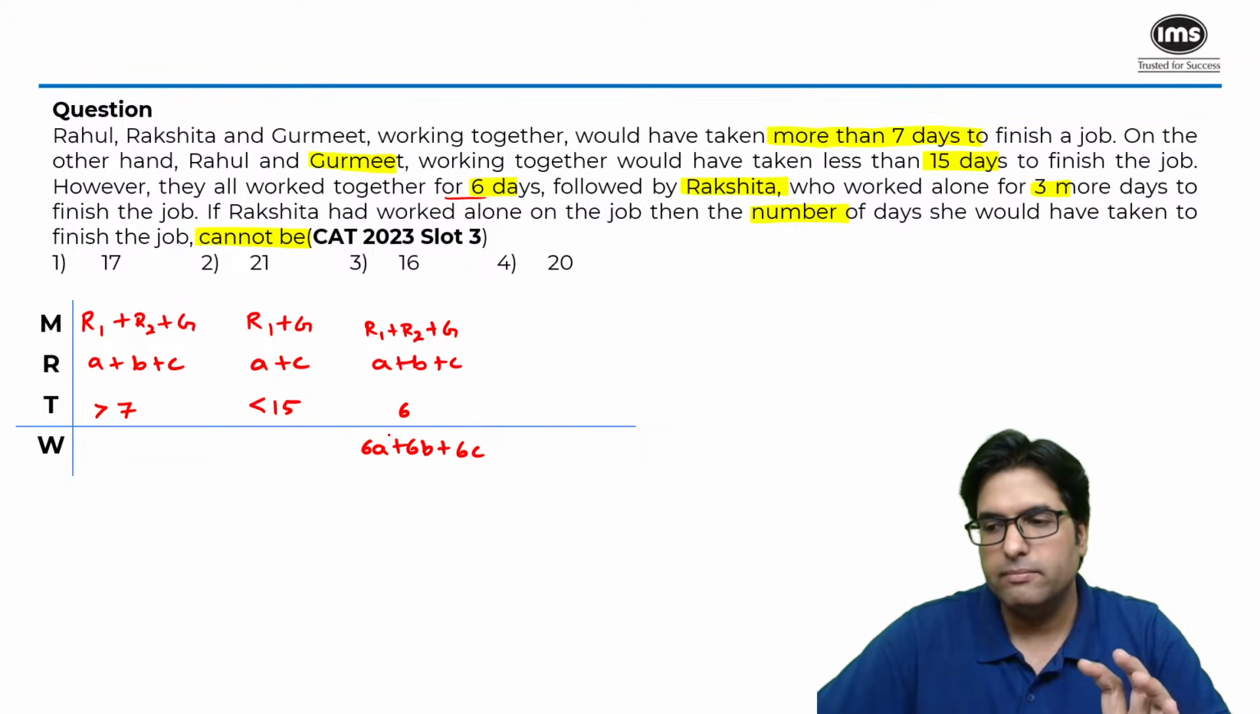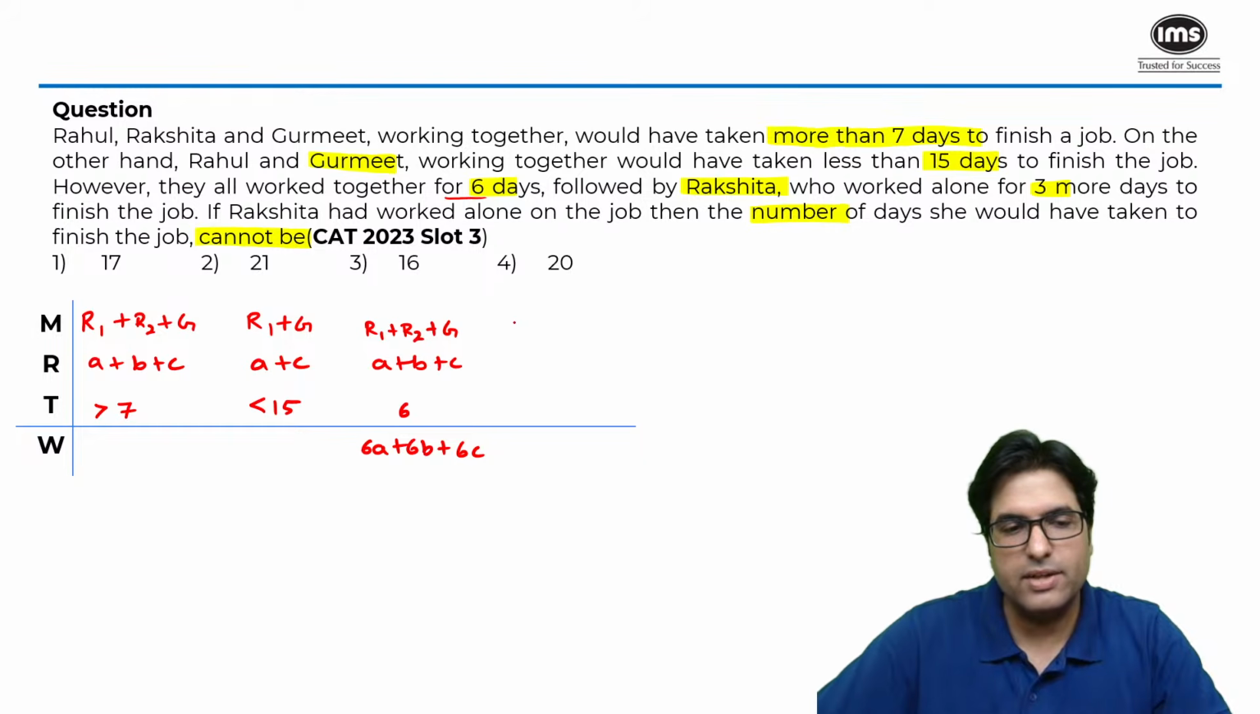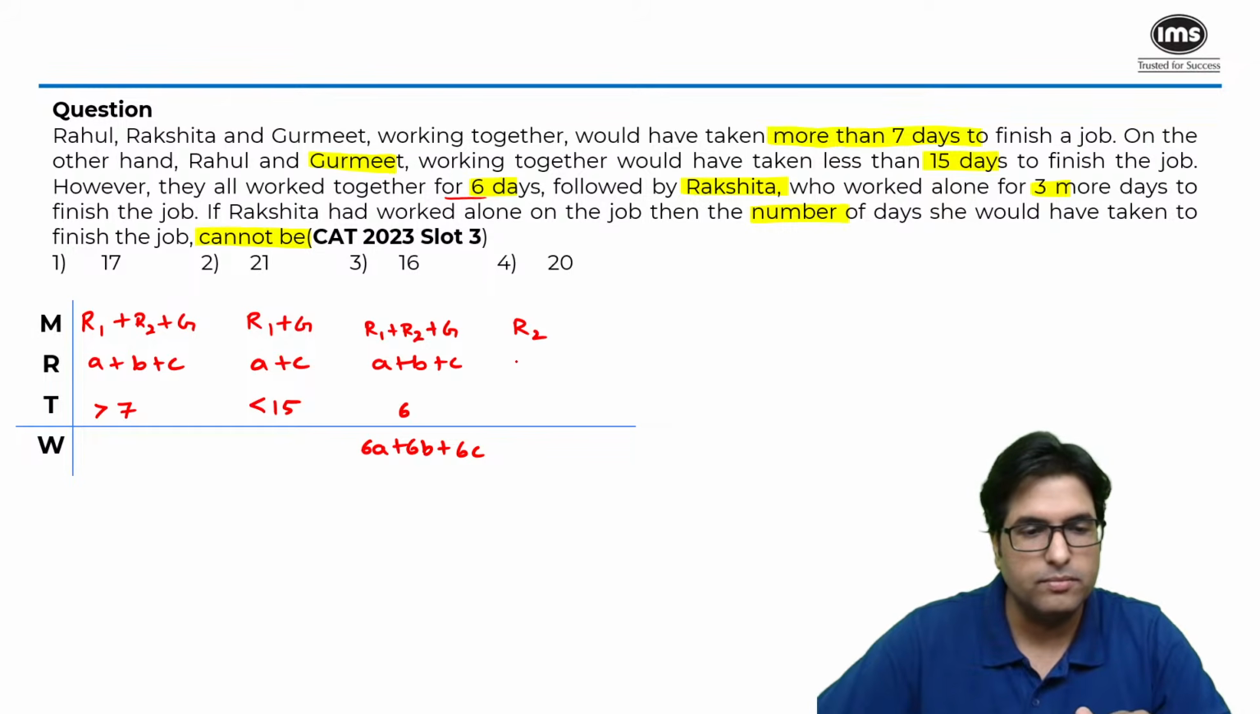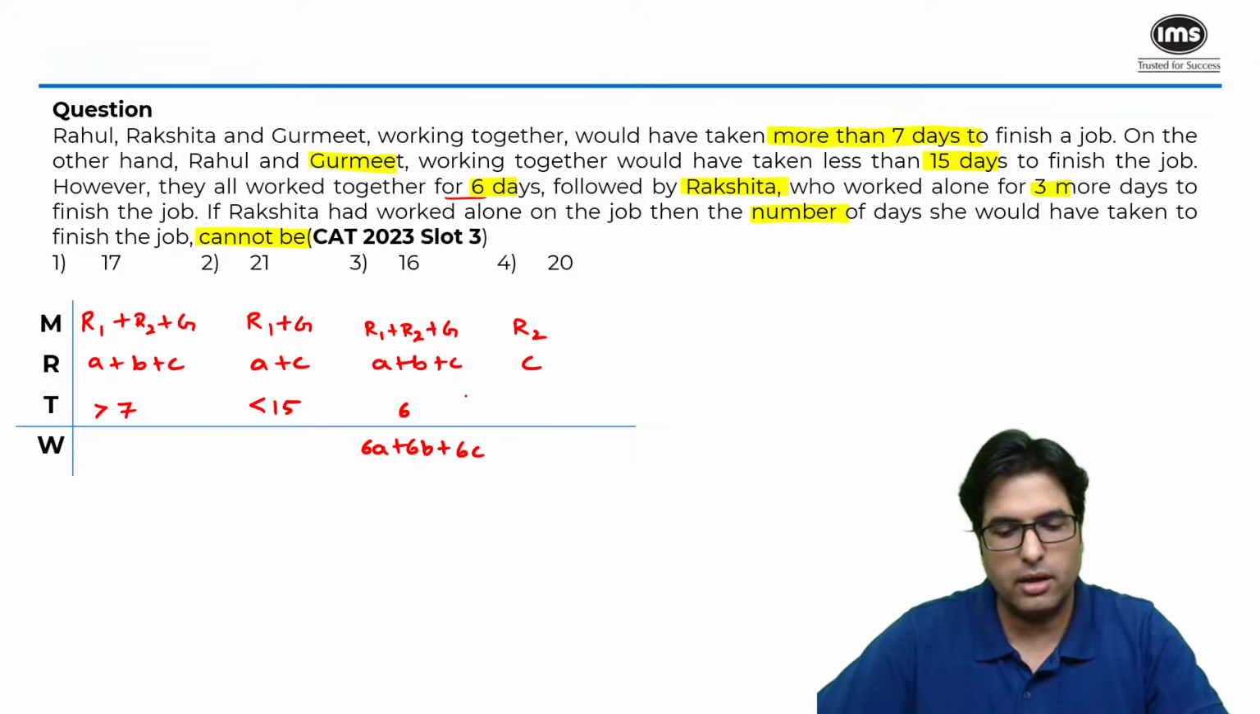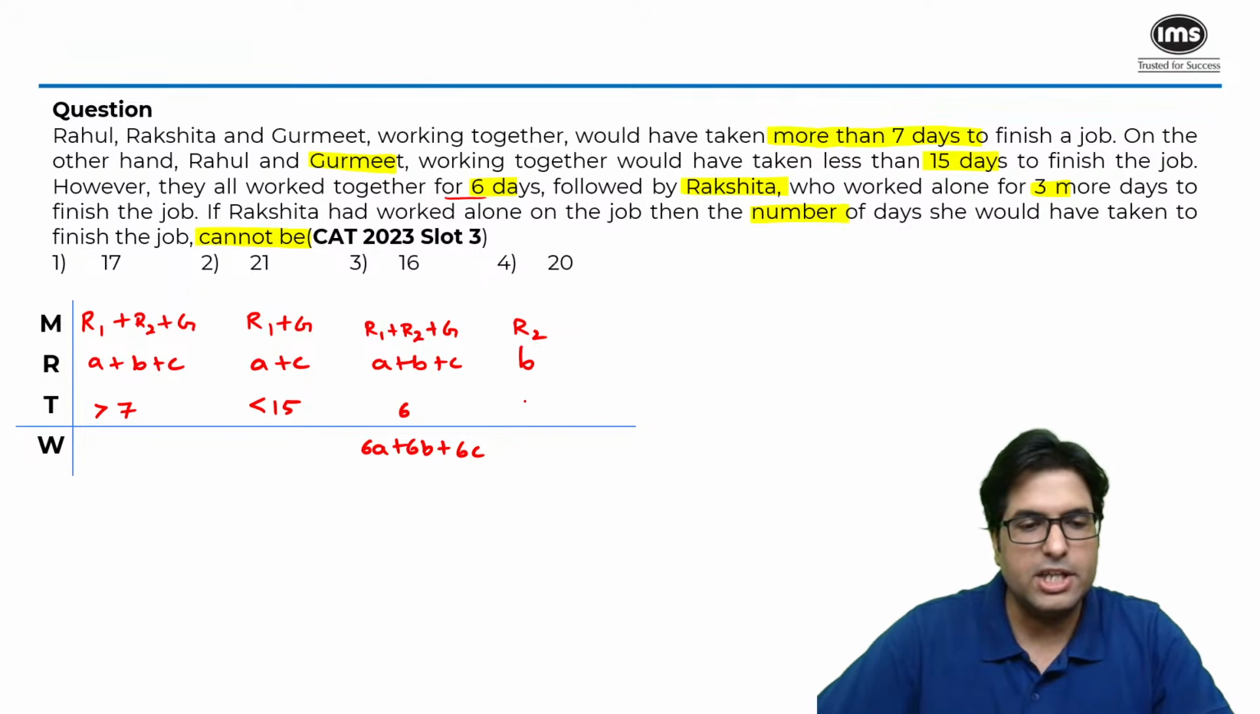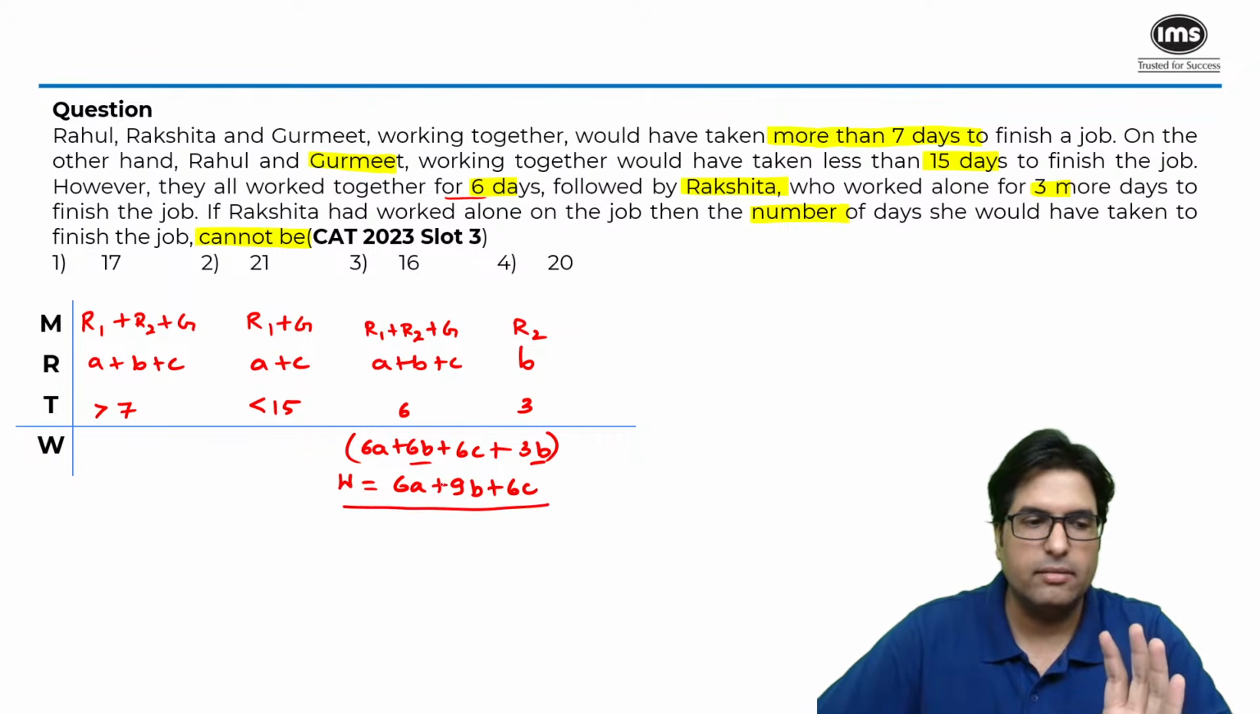And now what is happening? Now Rakshita, which is R2, is working for 3 more days alone to finish the job. So the rate for her is B, and she is working for 3 more days. So 3B extra units of work is getting done. If we add them up, we get the total work. So I'm writing total work as 6A, 6B plus 3B extra units done alone by Rakshita. So that would be 6A plus 9B plus 6C. This is the work that is there.